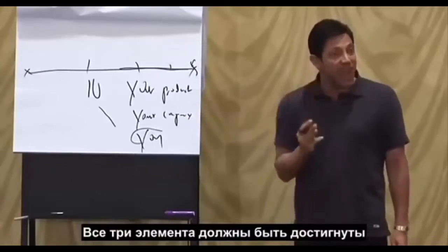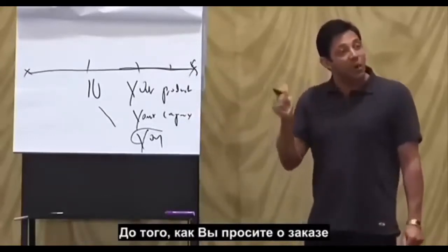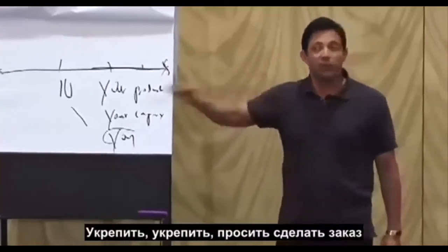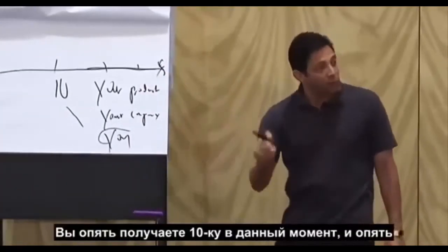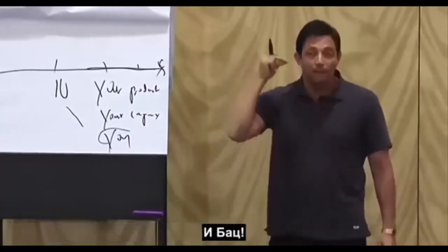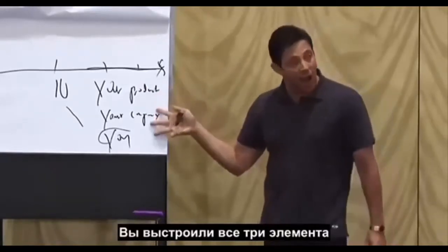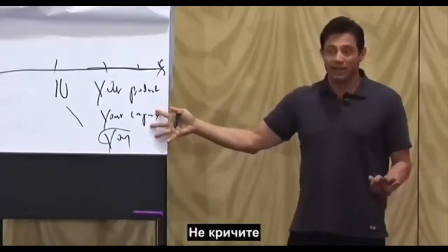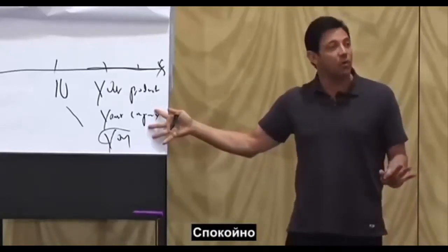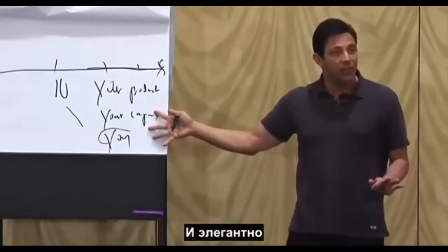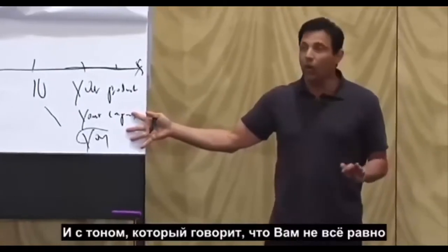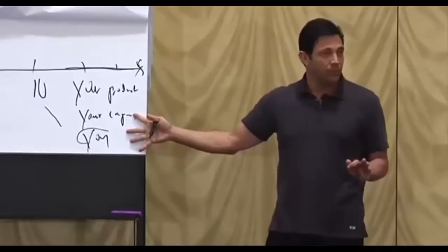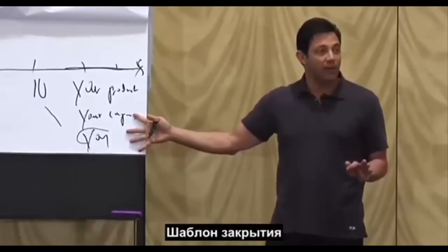All three things have been established. Before you ask for the order, it's got to be reinforce, reinforce, ask for the order. You bring them up to a 10 again in the moment, a 10 again in the moment, bam. You let all three line up, and you ask for the order. Calmly, not pushy, but calmly and elegantly, with compassion and a tone that says that you care. That's a closing pattern.